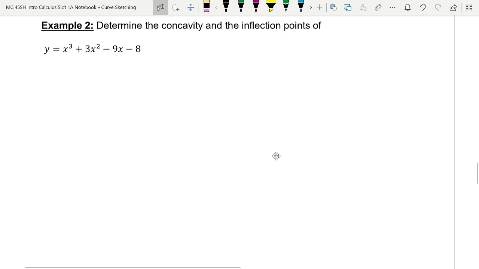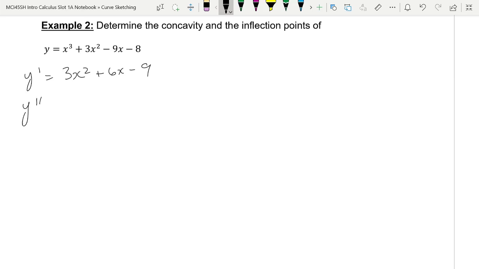Okay, let's see if I can catch up to you. So y prime is 3x squared plus 6x minus 9. And y double prime is 6x plus 6. And we're going to use two facts here to help us out. We're going to say, of course, that the curve is concave upwards when f double prime is positive.